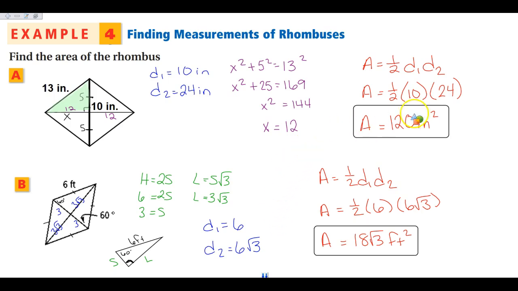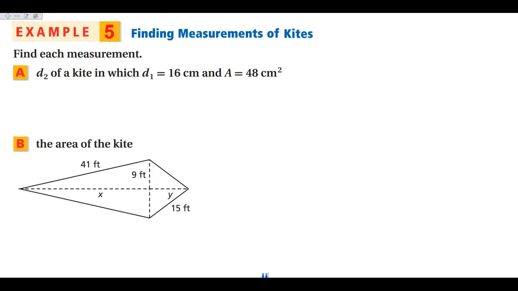All right. We're going to look at our last shape for today, which is kites, which is the same formula as the rhombus. Okay. It's still that 1/2 D1, D2. So what I want to do here in A is find the length of the second diagonal when I'm given the length of one diagonal and the area. But again, we're going to start in the same place, which is writing our formula down. So my area is 1/2 D1, D2.